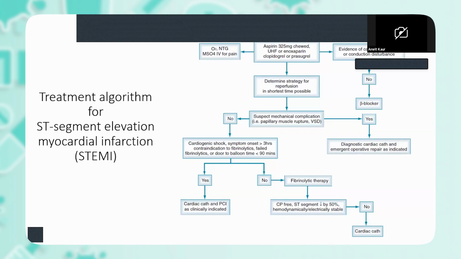Your ST elevation should resolve by more than 50% for your thrombolysis to be successful. If the ST elevation has not resolved by more than 50%, or the patient still complains of chest pain or starts to become hemodynamically unstable, it is called failed thrombolysis, and the patient has to go for a rescue PCI. So it's not a primary PCI, it's a rescue PCI. So you're rescuing the patient after thrombolysis, basically.